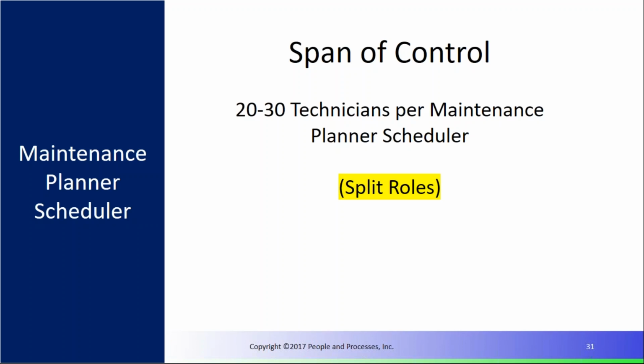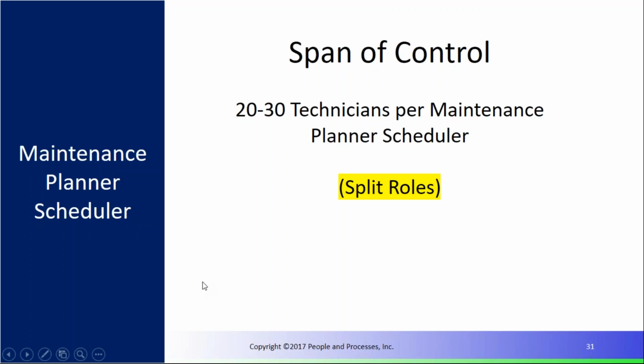And then let's talk a little bit about split roles. I see this in organizations, especially smaller organizations. They combine the role of the planner scheduler with the supervisor. I really strongly advise against that, and here's why. When you do that, especially in a reactive organization, the supervisor's dealing with fighting the fires of today or this week, and then we lose all focus. The first thing thrown out the window is planning for next week and beyond. So it's really important not to fall in that trap.